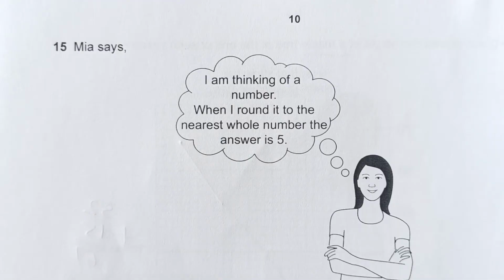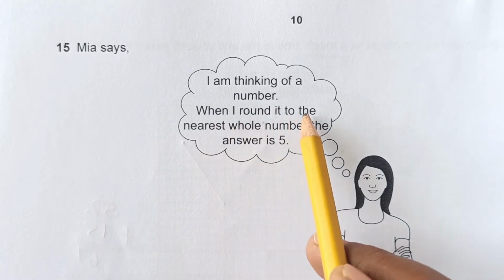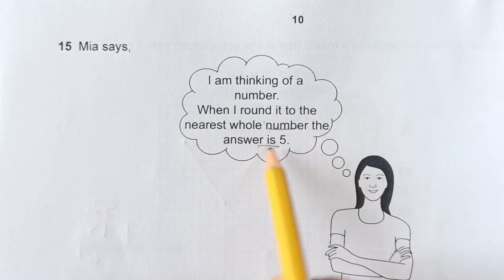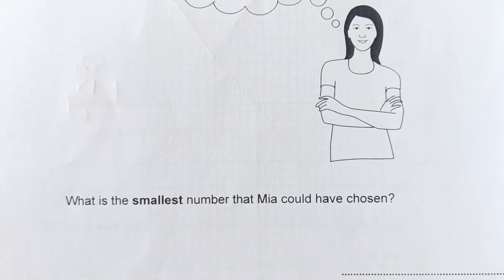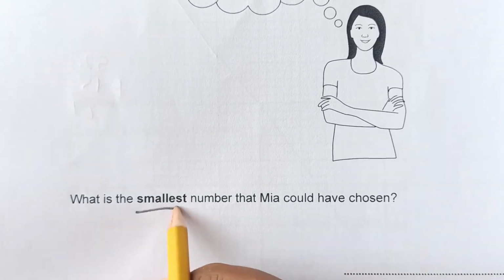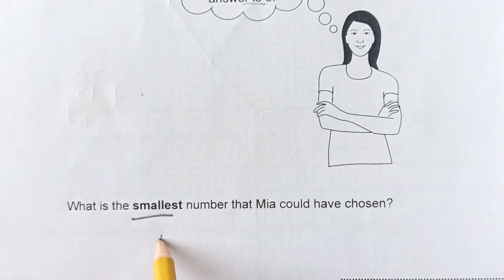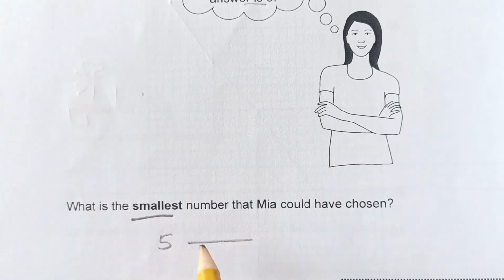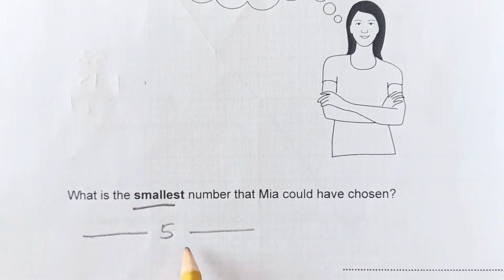Number 15. Mia says, I'm thinking of a number. When I round it to the nearest whole number, the answer is 5. What is the smallest number that Mia could have chosen? So we are looking for the smallest number. Rounding can go both ways. So her answer is 5, right?